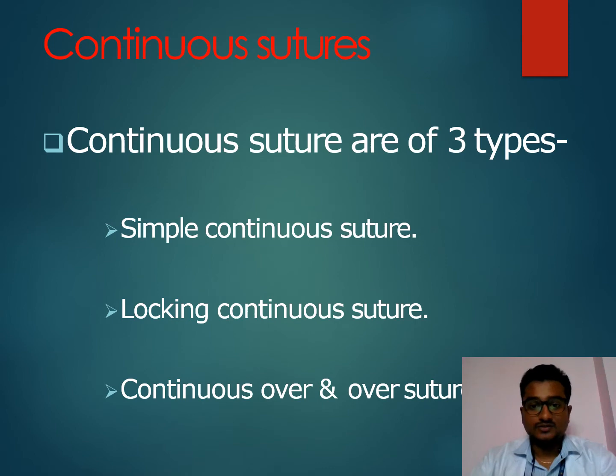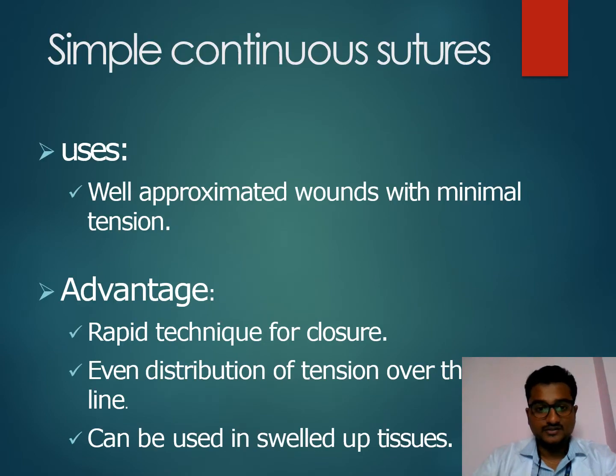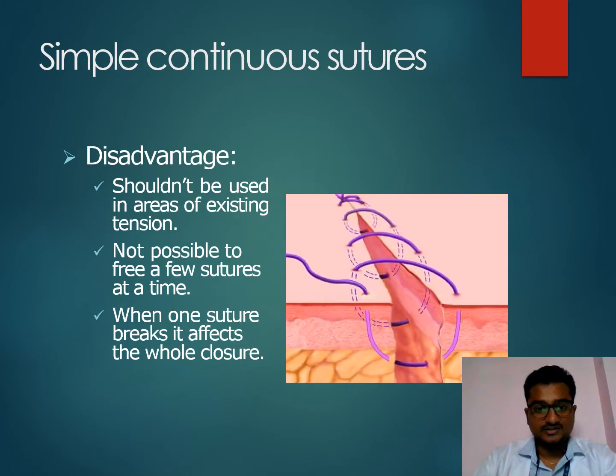Continuous suture. There are three types: simple continuous suture, locking continuous suture, and continuous over and over. Simple continuous suture is used in a well approximated wound with minimal tension. Advantages: rapid tissue closure, even distribution of tension over the suture line, can be used in swollen tissues. Disadvantages: should not be used in areas of existing tension, not possible to remove a few sutures at a time, and when one suture breaks, it affects the whole closure.